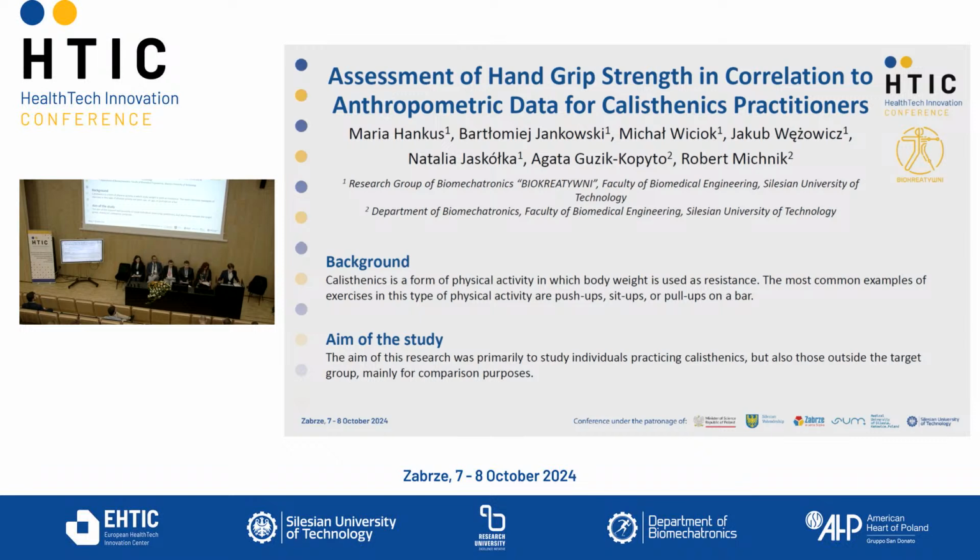Hello, my name is Michał Wisiok, and today I want to present a research conducted by my colleagues and me, titled Assessment of Hand Grip Strength in Correlation to Anthropometric Data for Calisthenics Practitioners. The study focuses on a physical activity called calisthenics, which is characterized by using your own body weight as resistance. The main purpose of this research was to explore the correlation between hand grip strength and various body parameters. Additionally, we compared two groups of athletes: professionals who compete in tournaments, and amateurs who train calisthenics as a hobby or in their free time.